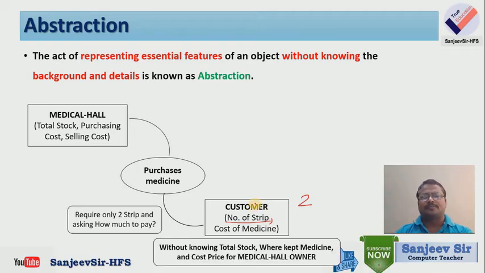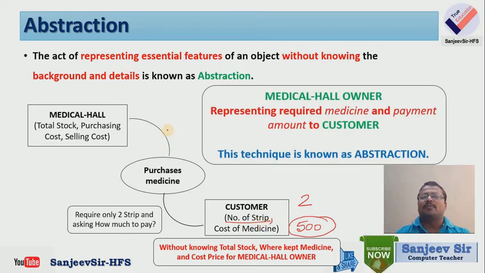But you do not know how much they have in total stock, where they have kept the medicine, or what the cost price of the medicine is for the medical owner. You are asking only according to your need, only how much you have to pay. So whatever is required for you is shown to you. That means you access only the related things. The medical owner represents the required medicine and payment amount to the customer. So this technique is known as abstraction.